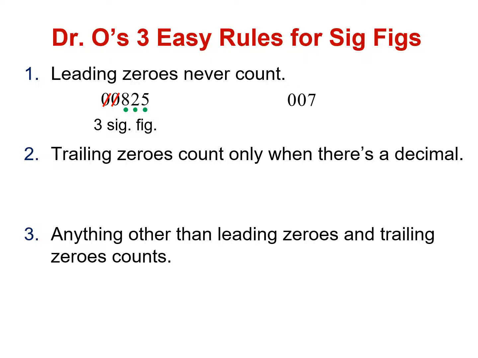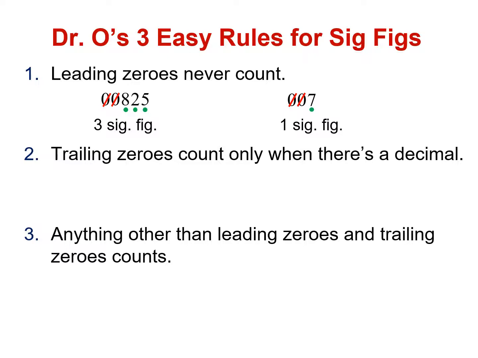Let's look at another example. 007. And what does rule number 1 say? Rule number 1 says that leading zeros never count. So we're going to get rid of these first two zeros, and we're going to see that the only number that's left is the 7, and that 007 has one significant figure. So here's a couple of examples on how to apply rule number 1.